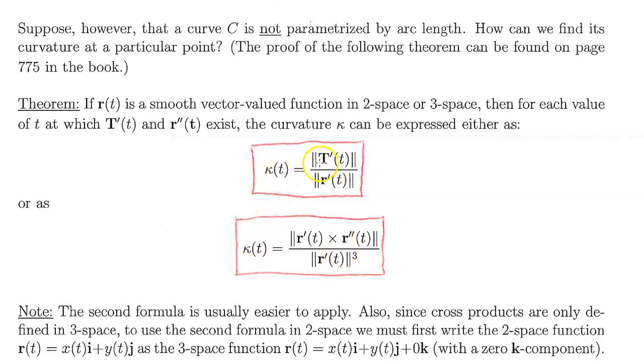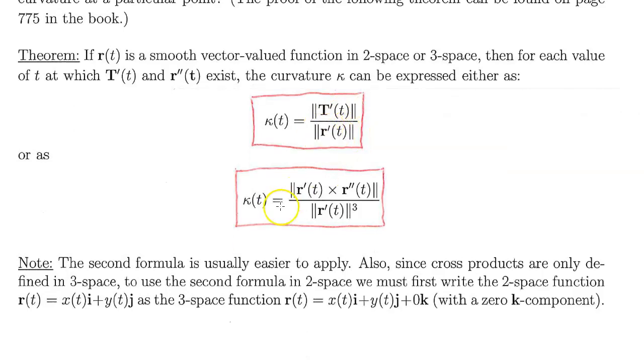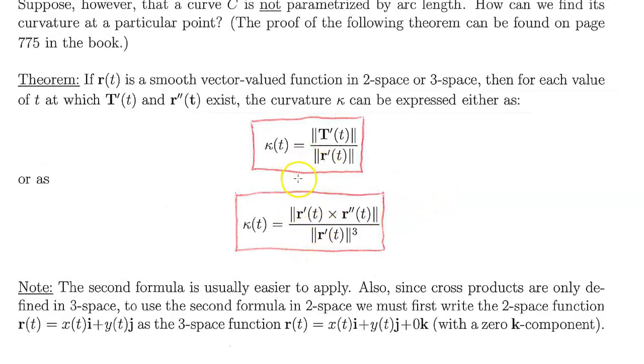So kappa of t is the norm of T prime of t divided by the norm of r prime of t. Okay, or it could be written like this: the norm of r prime of t cross r double prime of t, divided by the norm of r prime of t quantity cubed. Okay, now these, I did not show you here how we derive these formulas, but you can look in the book, or you can maybe try to figure it out for yourself. Where do these formulas come from? Now, it turns out, though, that this second formula is usually a little easier to apply than the first formula.